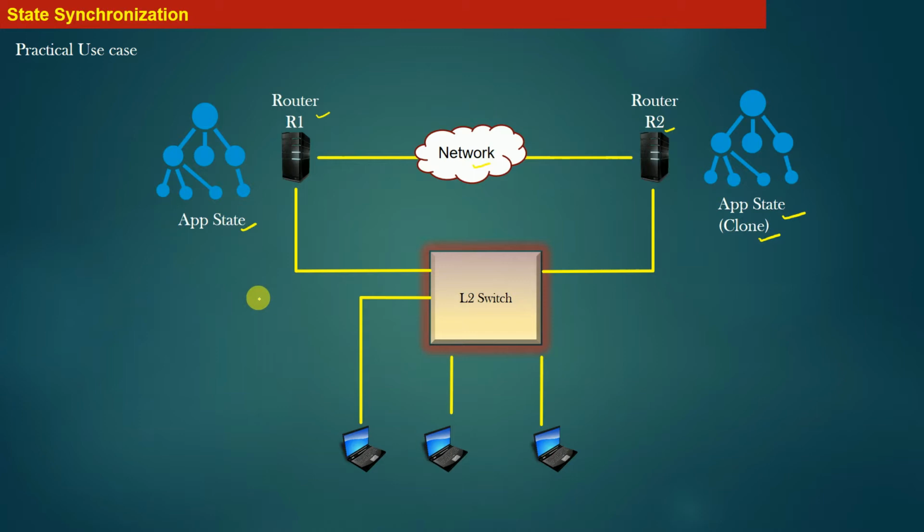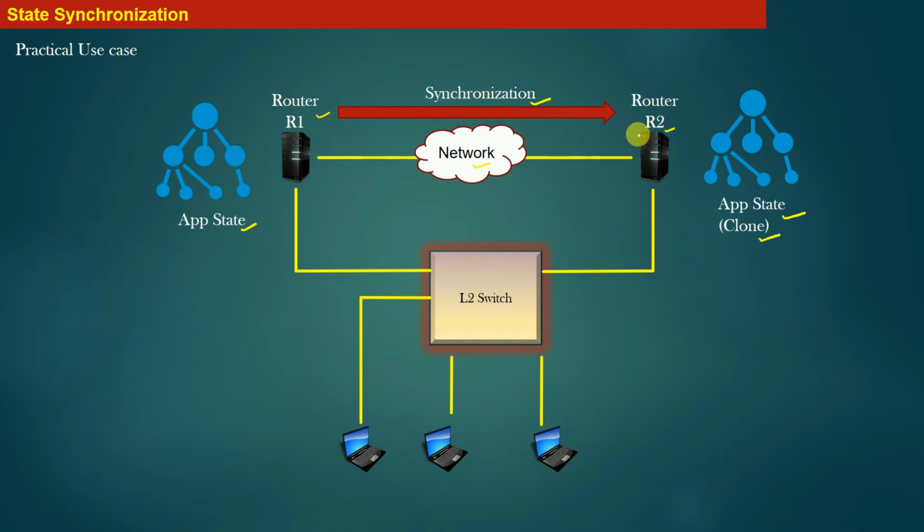Now the question is, the application which is running on redundant router R2, how can this application make sure that its data structure is actually the clone copy of the application state of the application running on router R1? Well, this is actually achieved by periodic synchronization of application state from the primary application to the redundant application. So the application running on primary router R1 can choose to periodically synchronize all its data structures.